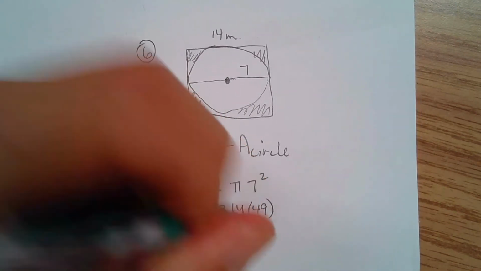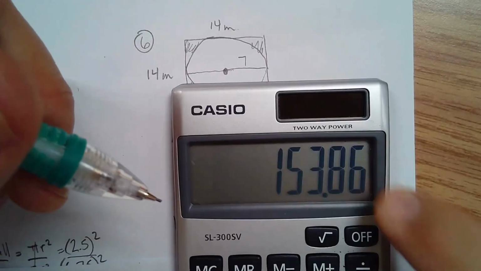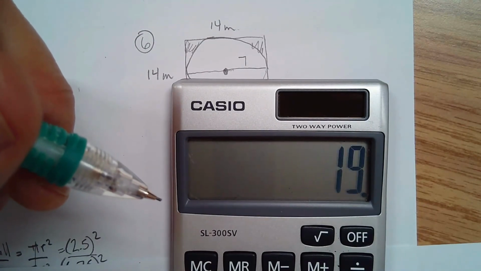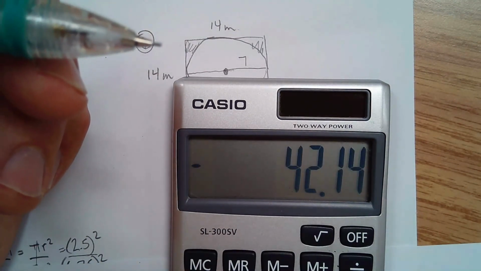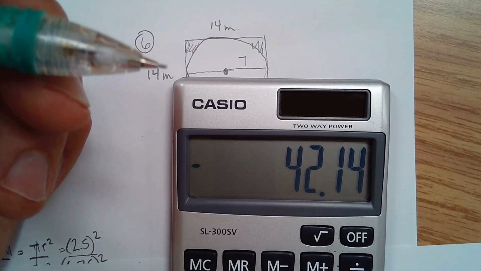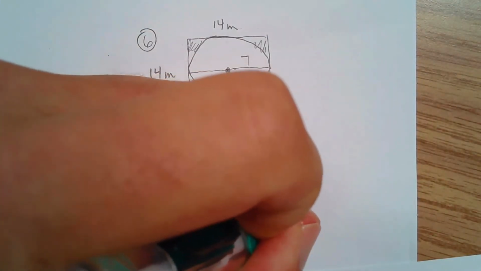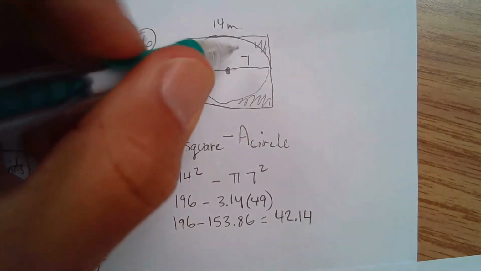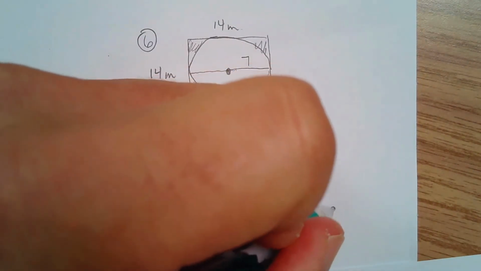So it's 196 minus 153.86. I'm too lazy to retype all the stuff, so I'm just going to do that minus 196. It'll be a negative number, but just put it as positive: 42.14. It's already at the hundredths. So it's 42.14, and we have square meters, because we're talking about area.